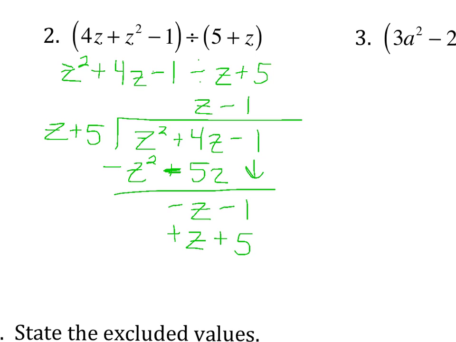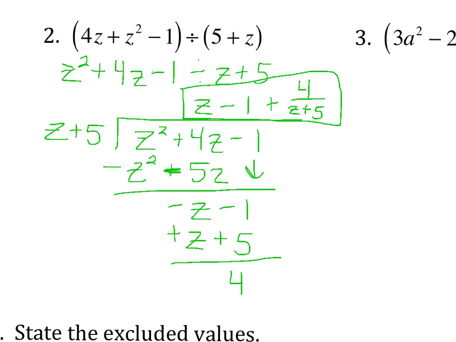And then change the signs. And so we end up with a 4. So since we have nothing else to drop down, 4 is our remainder. So for our final answer, we're going to write a plus sign, and then 4 over z plus 5, since that's what we were originally dividing by. So that is our final answer.